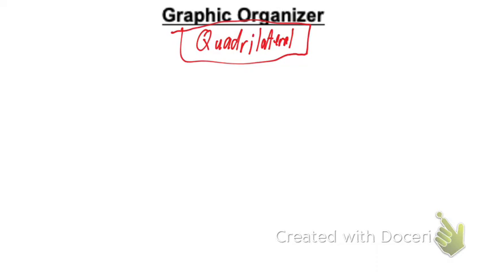All right. So from quadrilateral, we're going to have 3 different drop downs, so to speak. Our first one is going to be parallelogram. We did one of these the other day, right? We're talking about parallelograms.